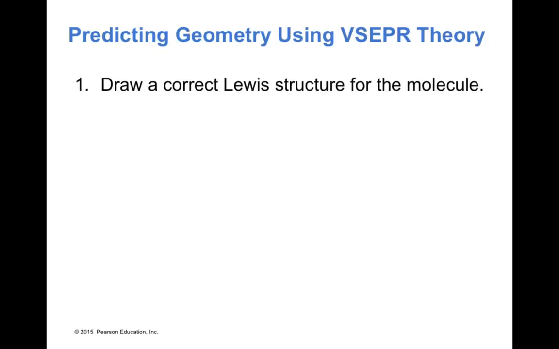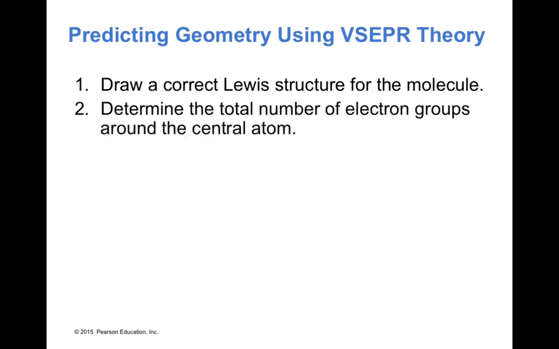So, how can we use the VSEPR theory to predict the shape or geometry of molecules? First of all, we need to draw a correct Lewis structure for the molecule. Second, we determine the total number of electron groups around the central atom. This is important: it's not around the atoms at the end of the molecule.